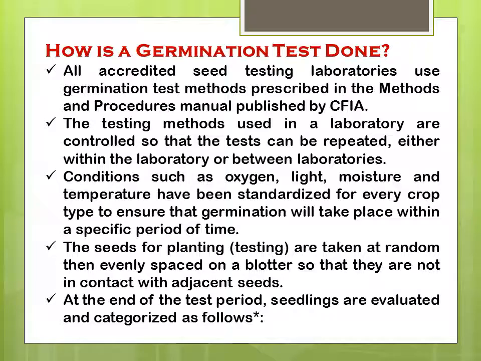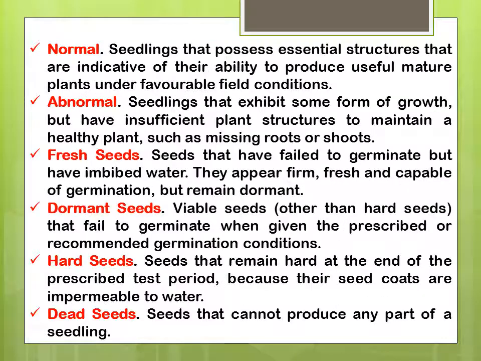Seeds for planting are taken at random, then evenly spaced on a blotter so that they are not in contact with adjacent seeds. At the end of the test period, seedlings are evaluated and categorized. After doing the test, you have to evaluate the seed and categorize it into different categories. First, seeds may be normal, because these seeds are able to produce useful mature plants under favorable field conditions.